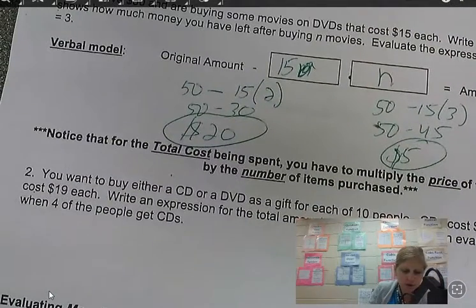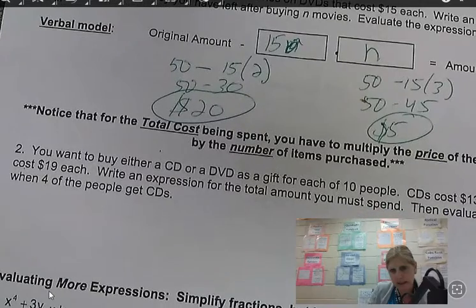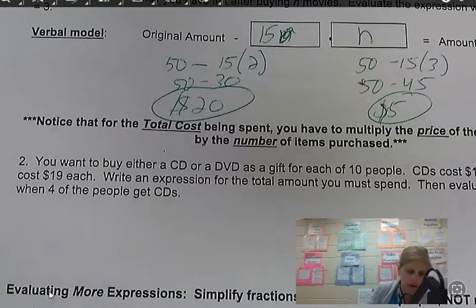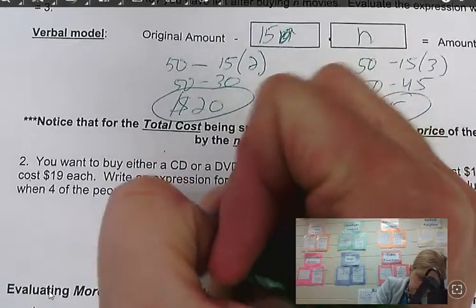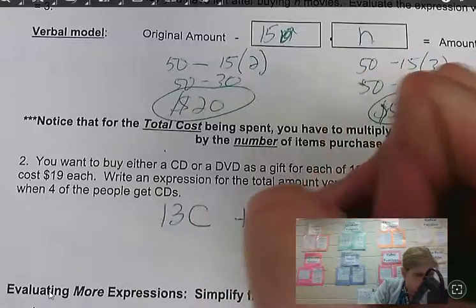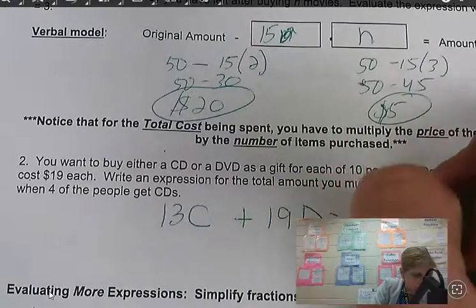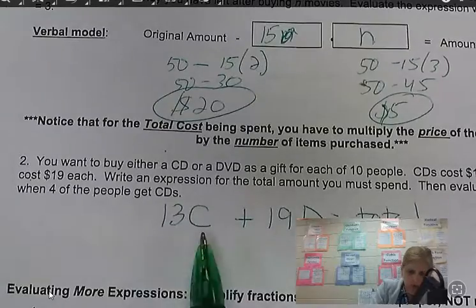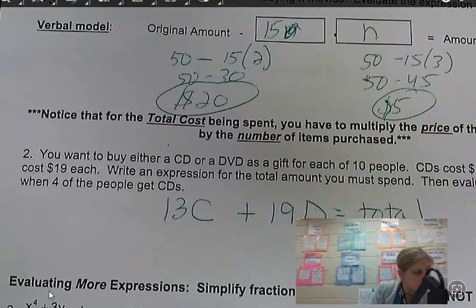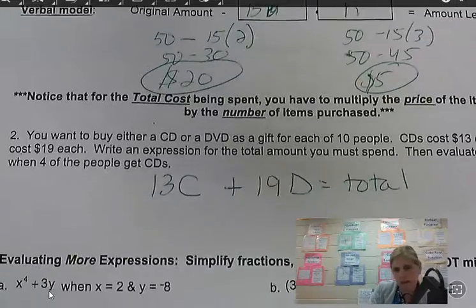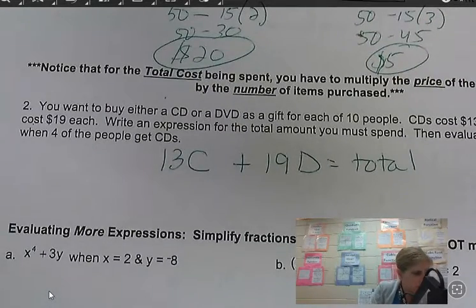Number 2, say you want to buy either a CD or a DVD as a gift for each of 10 people. CDs cost $13 each and DVDs cost $19 each. Write an expression for the total amount of money you spend. So we know $13 for a CD, and we also know it's $19 for a DVD, and this is going to be my total. So C is going to be the number of CDs, and D is going to be the number of DVDs. So we want to evaluate it when 4 of the people get CDs.